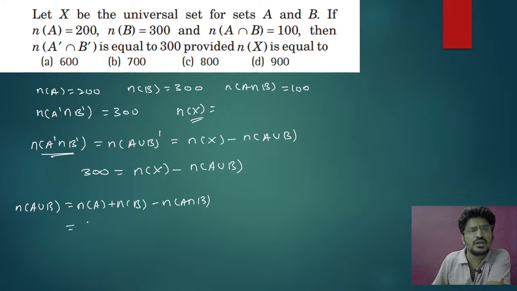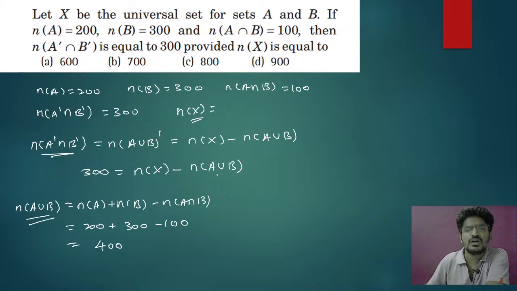What is N of A? N of A is 200, N of B is 300, N of A intersection B is 100. So that is 500 minus 100, which is 400. N of A union B is 400, therefore 300 equals N of X minus 400. So N of X will be equal to 700.